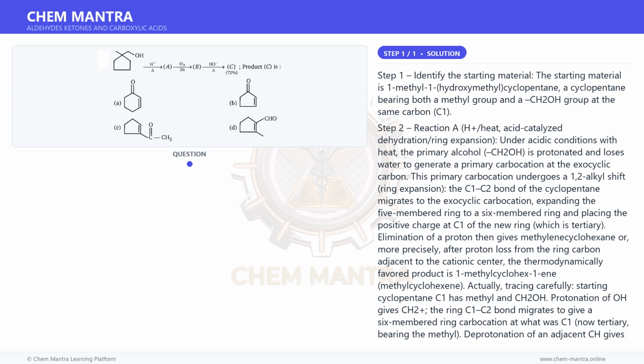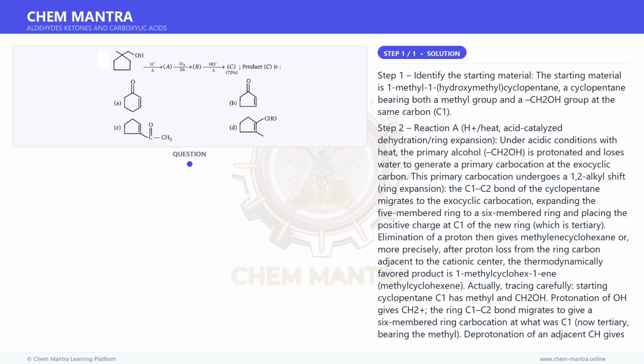Step 2. Reaction A. H+, heat. Acid-catalyzed dehydration with ring expansion under acidic conditions with heat. The primary alcohol, CH2OH, is protonated and loses water to generate a primary carbocation at the exocyclic carbon. This primary carbocation undergoes a 1,2-alkyl shift, ring expansion. The C1-C2 bond of the cyclopentane migrates to the exocyclic carbocation, expanding the 5-membered ring to a 6-membered ring and placing the positive charge at C1 of the new ring, which is tertiary.